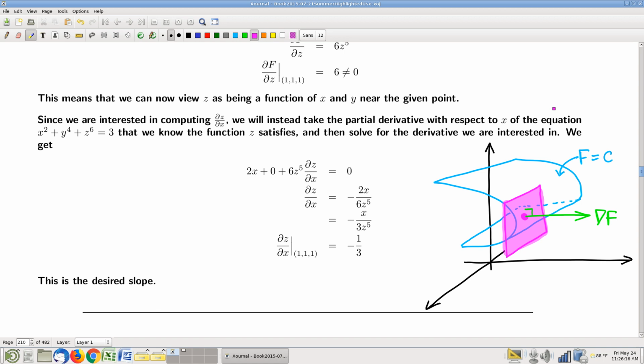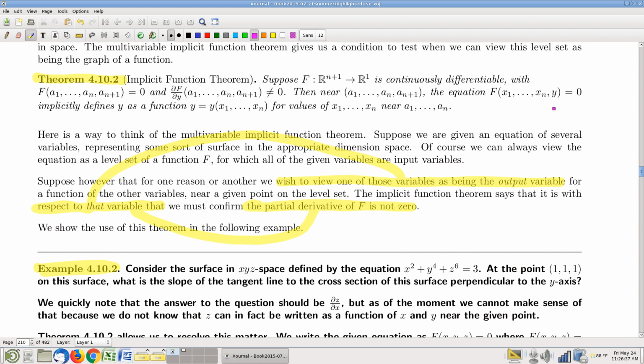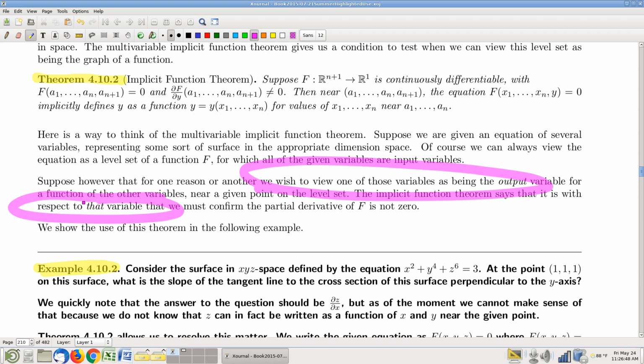That vertical tangent plane would mean that the gradient of my capital F would be horizontal, namely that its z partial is 0. Turning it around again, if the z partial is not 0, then there's no problem, and yes, I can view z as a function. So it's always whichever variable you want to view as the output variable, whichever variable you want to view as being a function of the others, it's with respect to that variable that you have to make sure the partial is not 0.